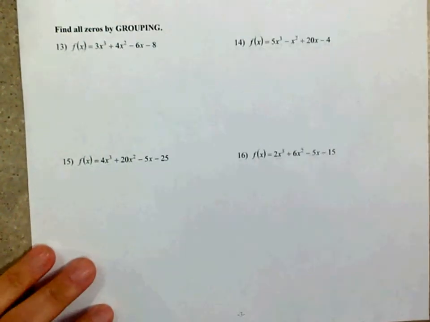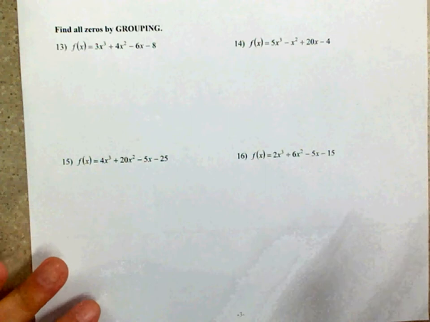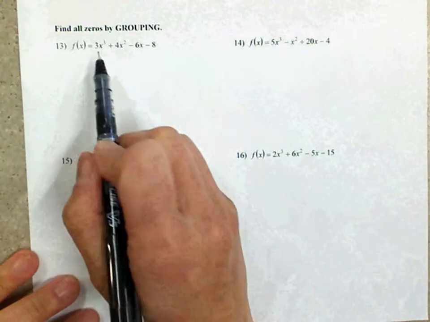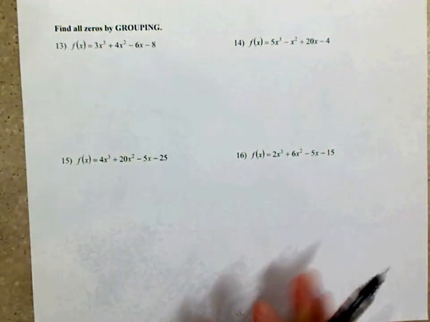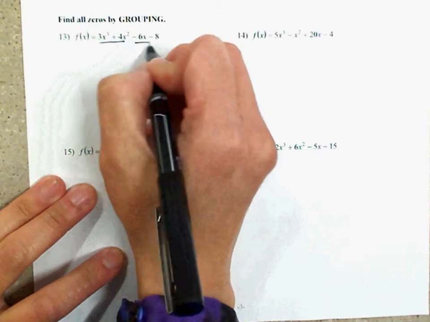Alright guys, now we're going to do it by grouping. I love grouping. To me, it is one of the easiest ways to solve. It only works for a cubic function, and you have to have 4 terms: 1, 2, 3, 4. Okay, so step number 1: put the first 2 together, put the last 2 together.